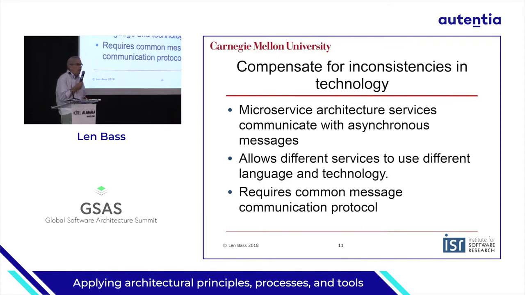One of the problems of microservice architecture is that each team gets to choose their own technologies. It's one of the virtues, but it's also one of the problems. Now I have potentially inconsistent technologies. And so I have to have a common message passing protocol in order to compensate for the problems associated with flexibility. And I'll come back to this.